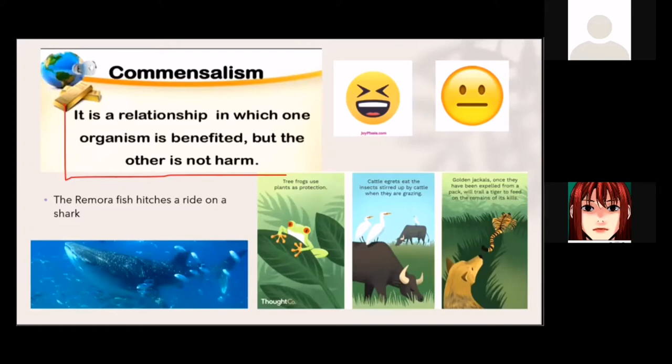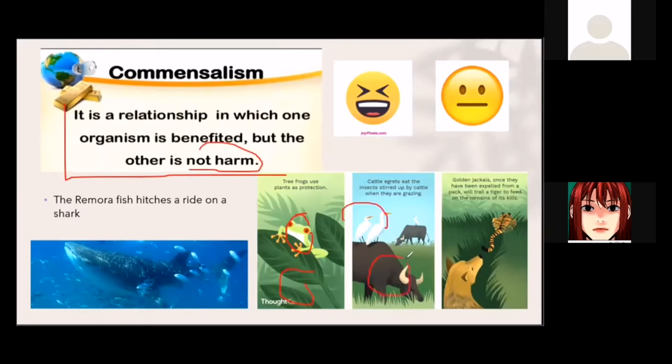Okay, so when we say commensalism, it is a symbiotic relationship in which one organism is benefited and the other is not harmed. We have here, for example, the frog and the leaves of the plant. The frog is benefited because it is hiding on the leaves of the plant, but the plant is not harmed. In here, another one, the bird and what is this?